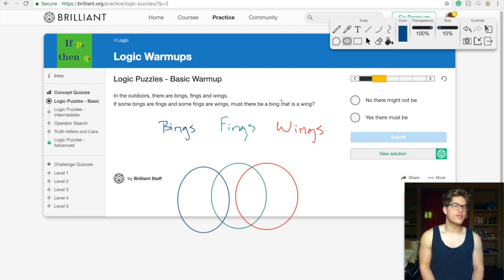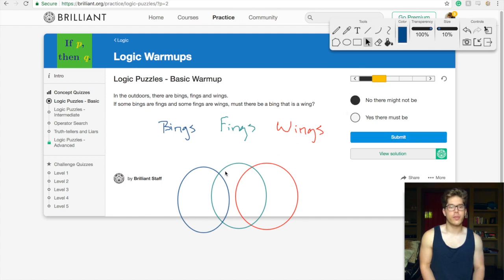Are some beings wings? Well, not necessarily. We see that we can draw a Venn diagram such that our being circle does not overlap our wing circle. Therefore, no, there might not be. There could be. We could have drawn our being circle larger and had it overlapped, but we didn't necessarily have to. So our answer is no, there might not be any being that is a wing.